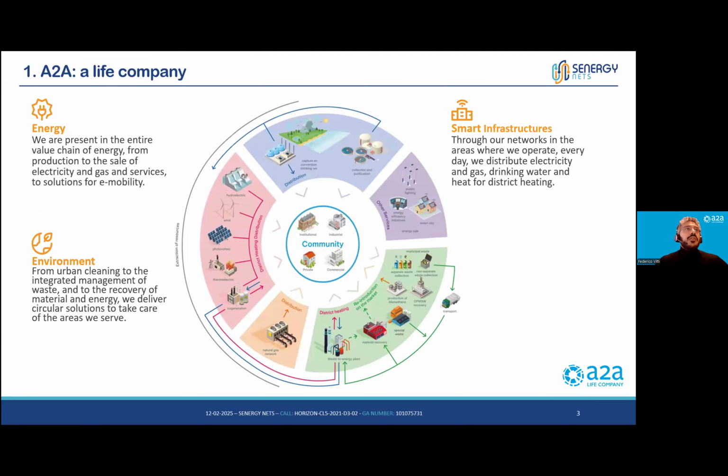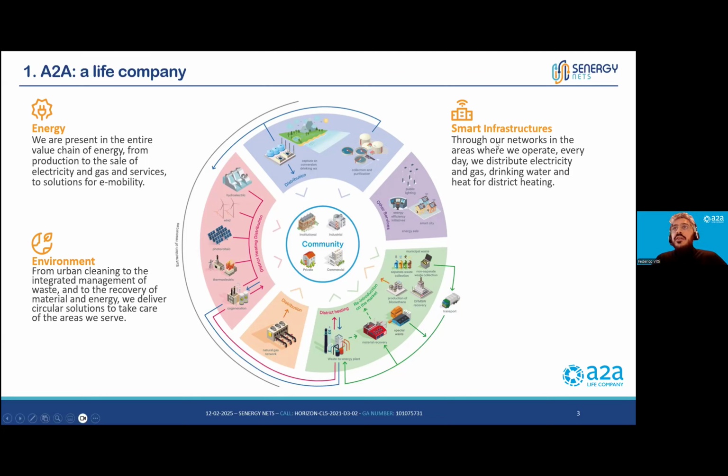So A2A is one of the most important multi-utilities in Italy, and it likes to be defined as a life company because all its main businesses are related to everyday people's life and communities' life. As you can see from this slide, the main businesses are energy, environment, and smart infrastructure. So energy, because A2A is present in the entire value chain of energy, from production to sale. Environment, because A2A manages both the urban cleaning, but also the integrated management of waste, in particular in the main cities in the north of Italy, like in Milan.